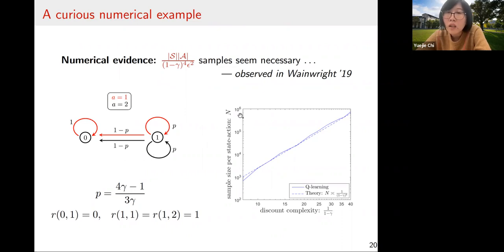This is an example we took from the paper by Martin Wainwright, a very simple example that only has 2 states. What happens at state 1 is that we have basically duplicated what happened as a consequence of some actions. If you look at the 2 actions at state 1, the red one and the black one, they have exactly the same consequence with some carefully chosen parameters. For this very simple toy example, it turns out that if you run the Q-learning algorithm empirically, the sample size indeed scales with the effective horizon on the 4th order. So this seems to be suggesting Q-learning is inherently not minimax optimal.